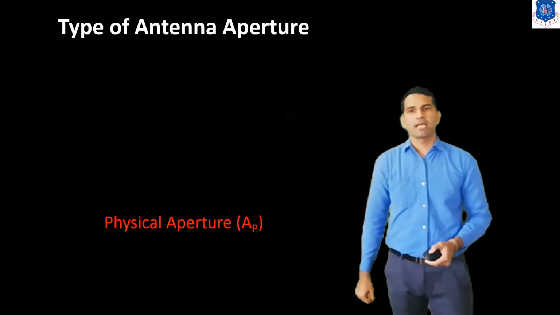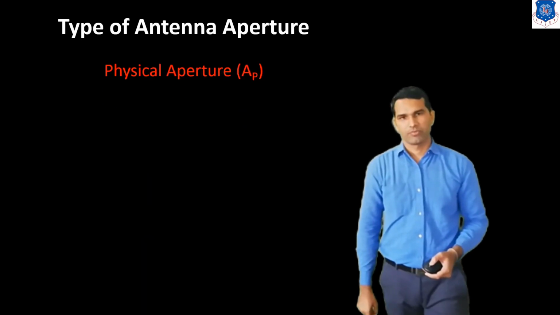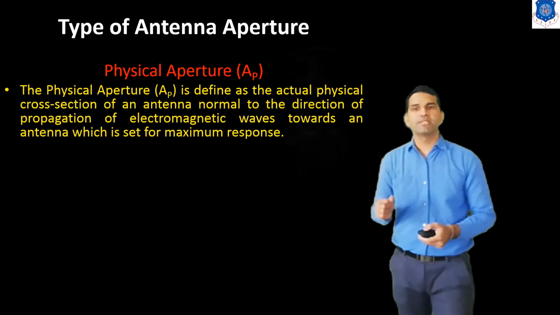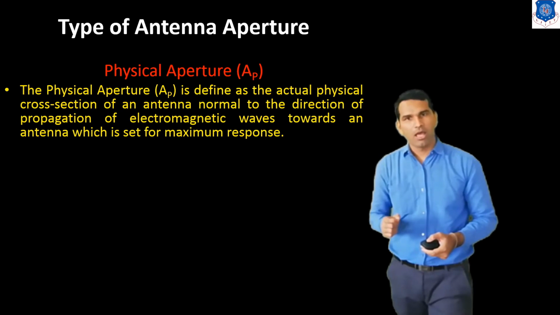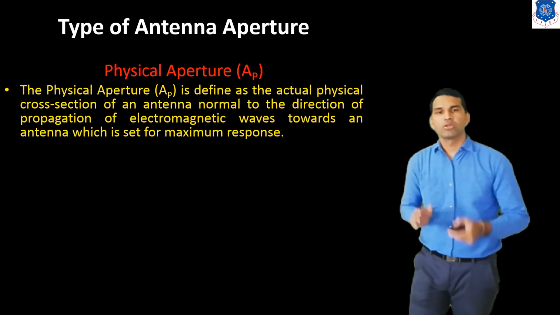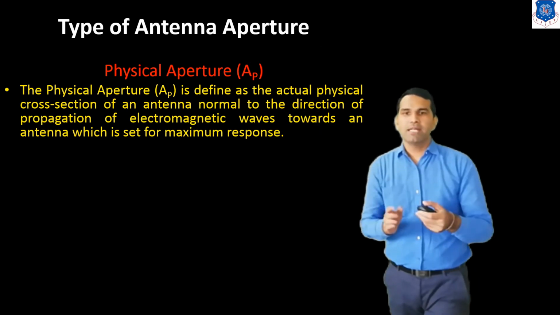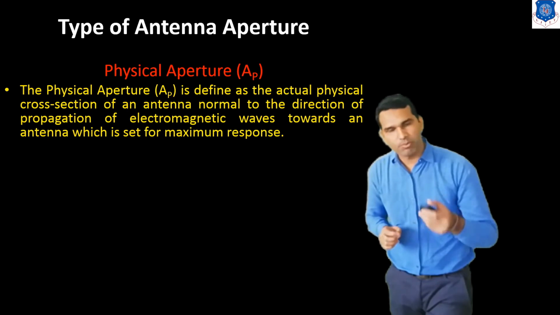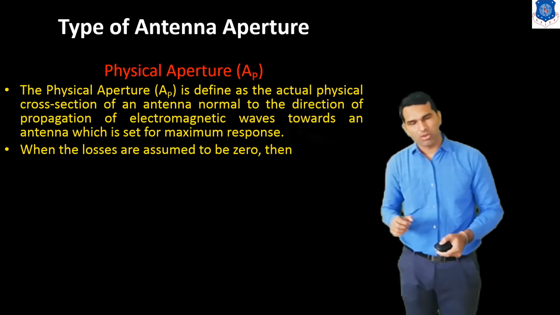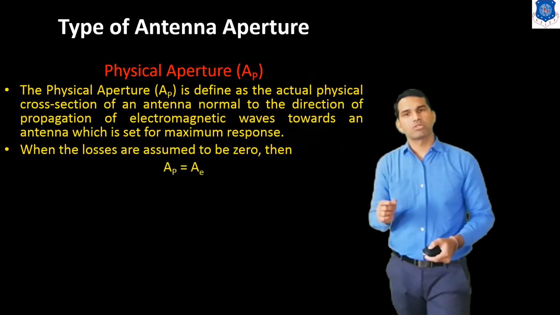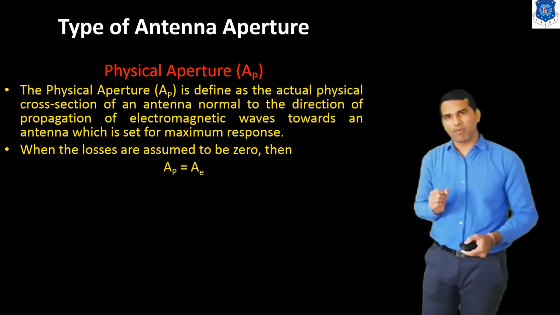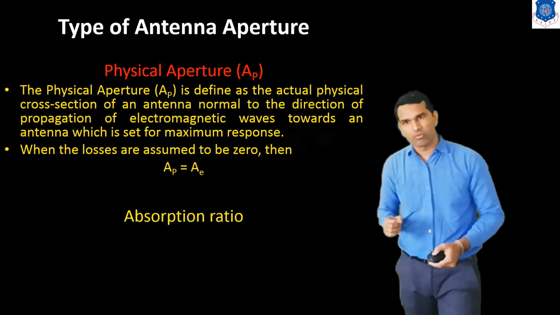Now next we discuss the physical aperture. The physical aperture is defined as the actual physical cross-section of the antenna normal to the direction of propagation of the electromagnetic wave towards an antenna, which is set for maximum response. When the losses are assumed to be zero, then AP equals AE. That means the physical aperture is equal to the effective aperture when the loss is zero.